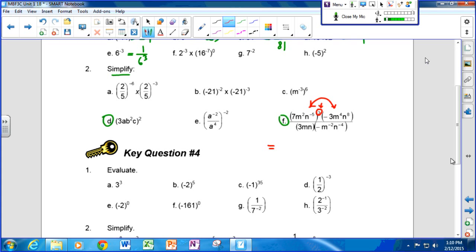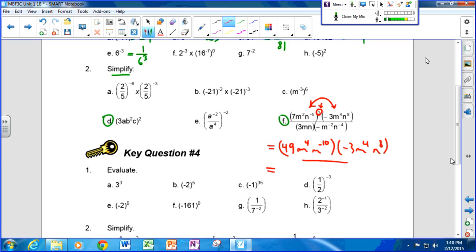So it's going to be 49, right? So 7 squared times m to the power 4. Now, times n to the power negative 10. Okay. And then minus 3m to the 4, n to the 8. Okay, over something or other. I'm not going to write that down.